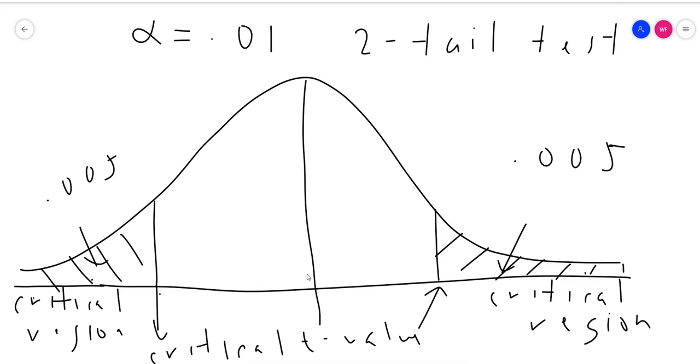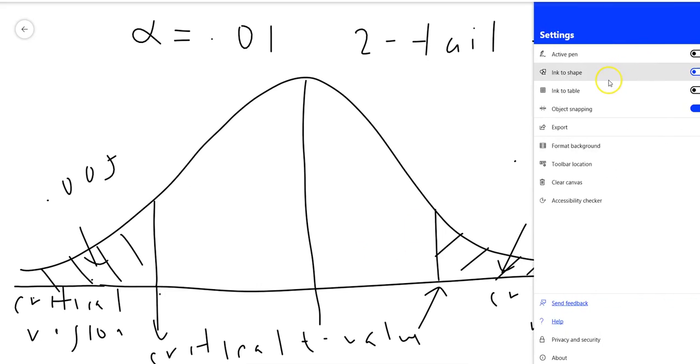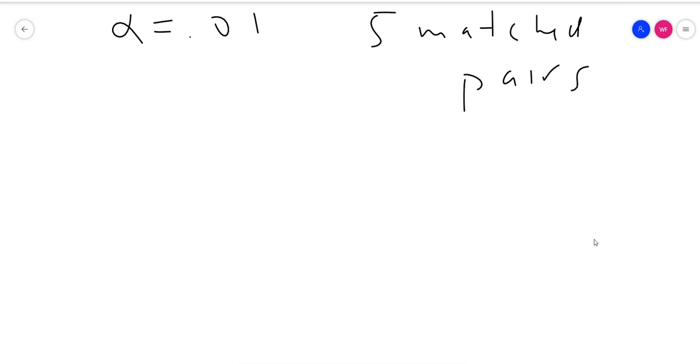Anyway, I want to get on to the idea of how to find these critical t-values. So I'm going to try to erase this board. Let's see if I can erase a clear canvas. Okay, so let's say that, again, alpha equals 0.01, and they're asking this in the context of matched pairs. And let's say that there are 5 matched pairs. And they ask you to find the critical t-value.